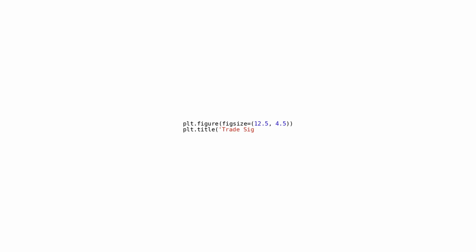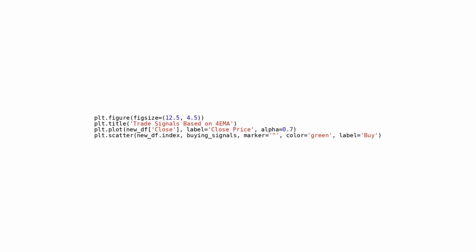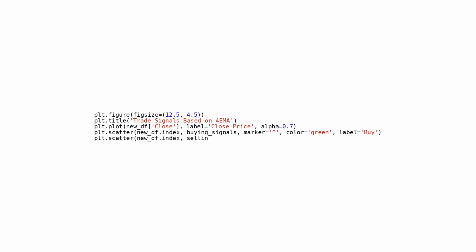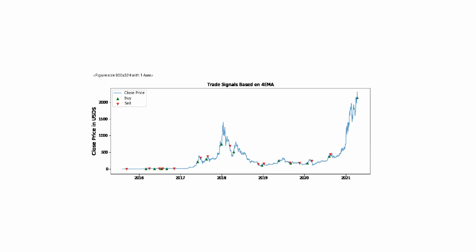The Python code is using matplotlib pyplot to create a financial chart showing trade signals based on the 4-period exponential moving average formula. It begins by creating a new figure with specific dimensions and titling the chart. The close price from a data frame is then plotted as a line graph with an opacity of 0.7. The chart also includes scatter plots for buying and selling signals, differentiating them with green and red triangles. The y-axis is labeled and a legend is added for clarity. This code is useful for analyzing financial data and displaying closing prices over time with potential buy and sell signals.